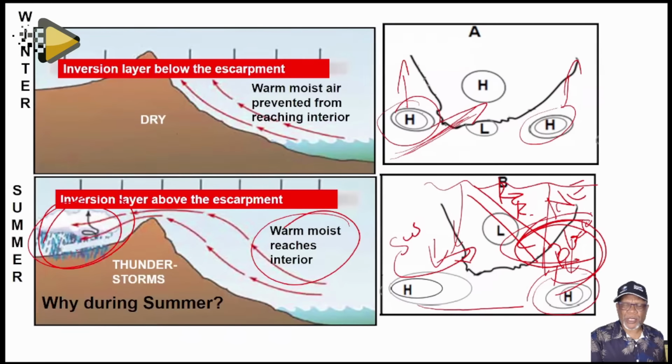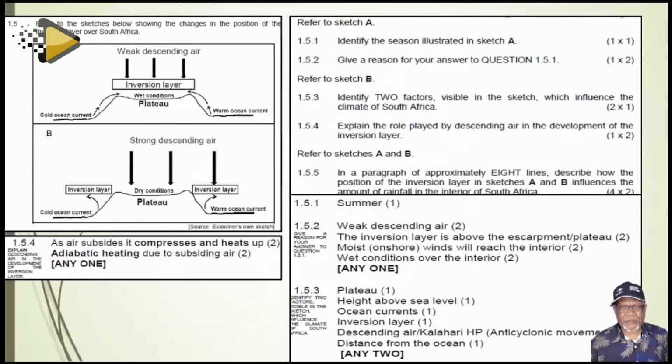We experience precipitation because the Kalahari high pressure has moved higher in the atmosphere. When it moves higher in the atmosphere, it allows for warm moist air to go into the interior, and this warm moist air will condense to form clouds, and there we are. We have your precipitation during which season? During summer.